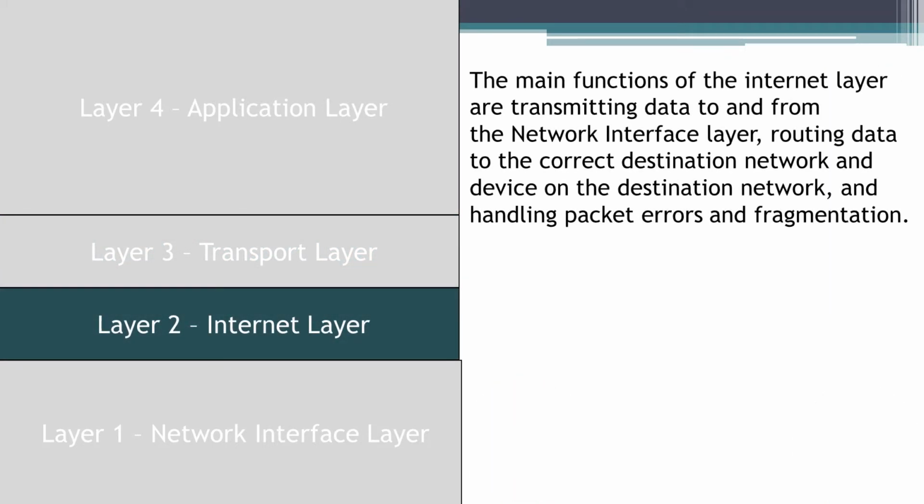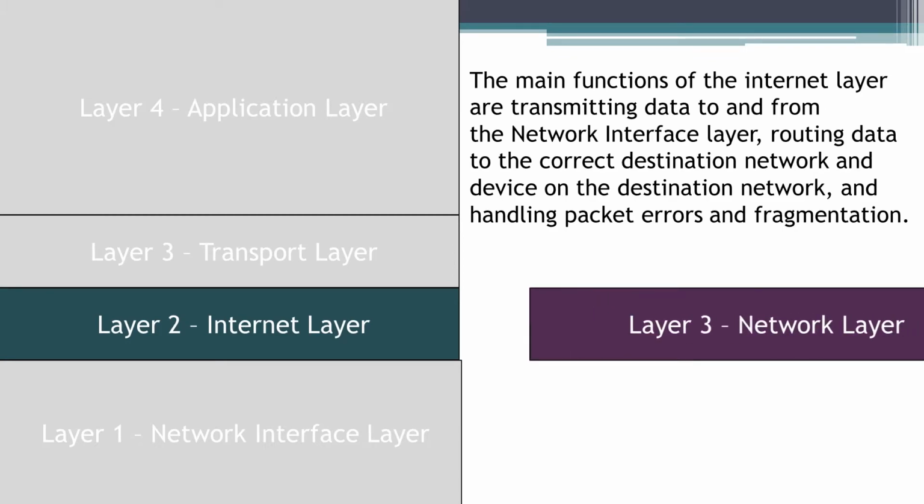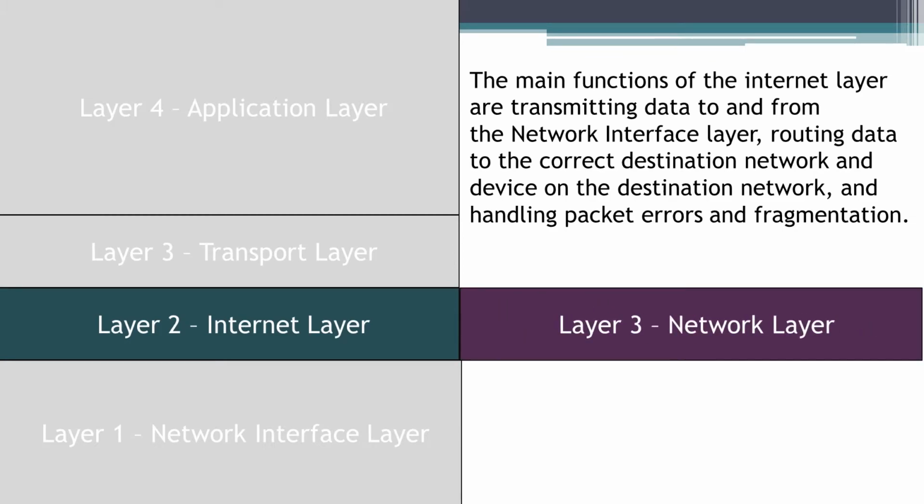The main functions of the internet layer are transmitting data to and from the network interface layer, routing data to the correct destination network and the correct device on said network. It also handles packet errors and fragmentation. This is linked closely to the network layer of the OSI model.